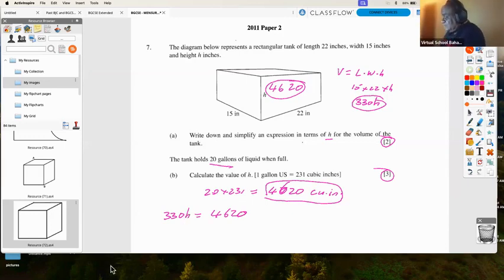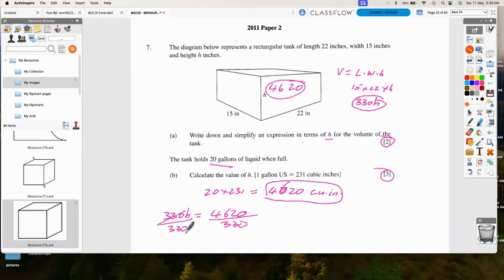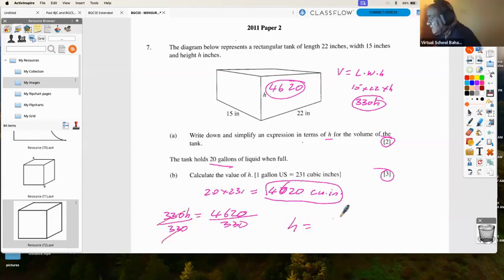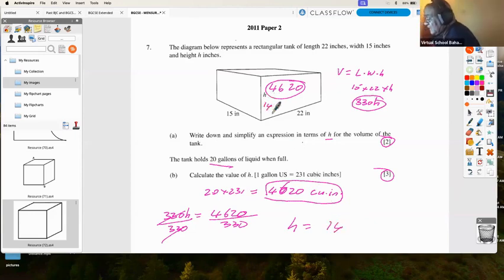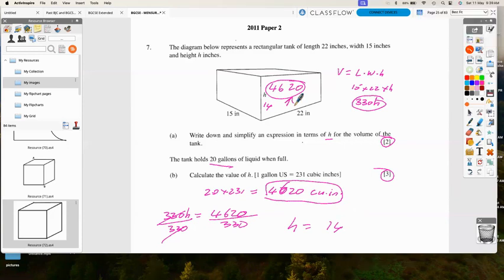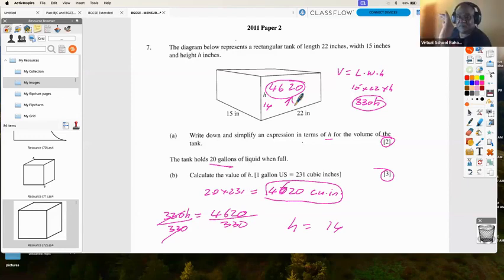What do I do? You divide both sides by 330, right? And so h would be equal to what? 14. So our height is 14. Test it out. If you multiply 15 by 14 by 22, you will get that answer up there. Just test it out. So everybody good now, right?